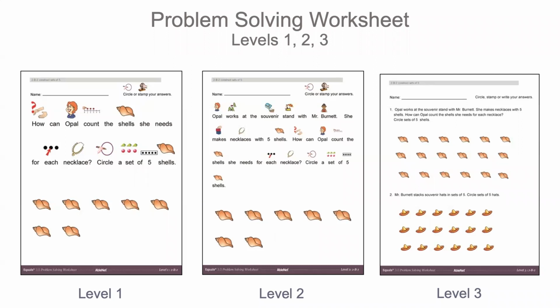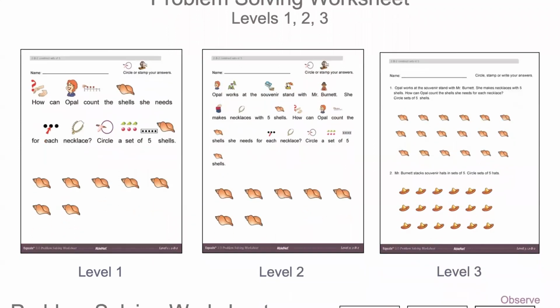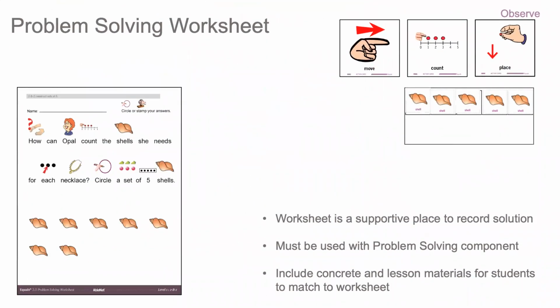Like skill worksheets, you'll choose the level that best supports each individual student's need. It is important to note that the problem-solving worksheets are labeled along the bottom as problem-solving worksheet, and they also have the level listed at the very bottom. You do want to make sure that the problem-solving worksheet and the problem-solving component of the lesson stay together. So immediately after that student has demonstrated their solution with the manipulatives, provide that worksheet so that students get the opportunity to record their solution.